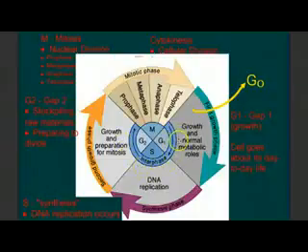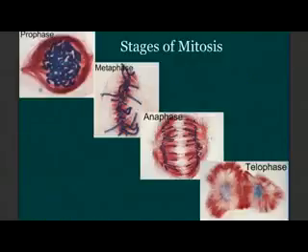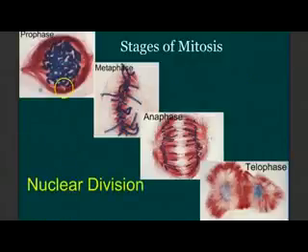So interphase is the time in a cell's life between divisions. G1, S, and G2 are the 3 stages of interphase. And after interphase we'd move into mitosis. We had the stages of mitosis: prophase, metaphase, anaphase, telophase, as the stages of nuclear division.